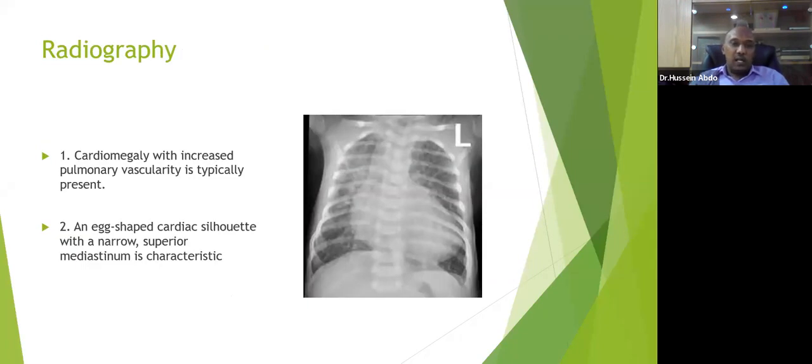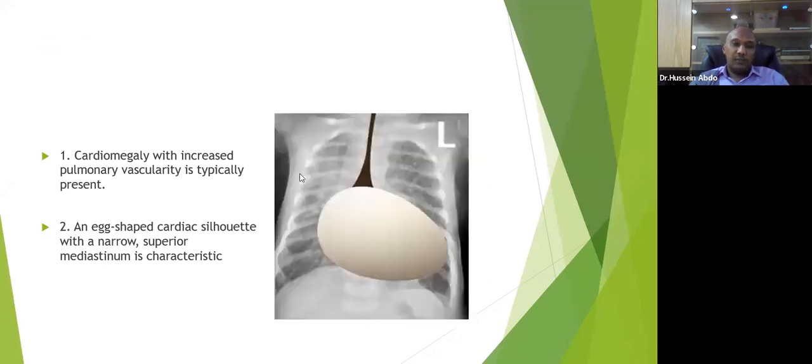Radiography is very characteristic, as you know. In TGA, we have what we call an egg on side, because we have a narrow mediastinum. Why do we have a narrow mediastinum? Because the aorta is overlapping the pulmonary artery. So you will see a narrow mediastinum, and you will see the heart like an egg on its side.